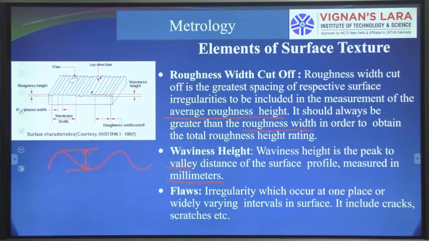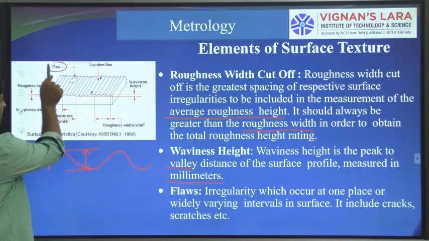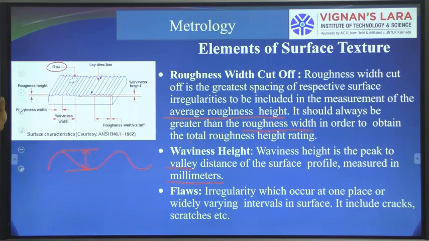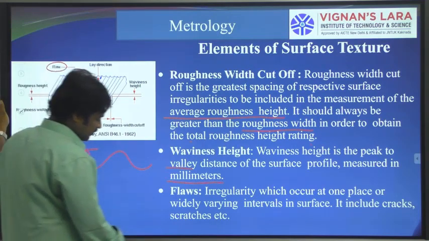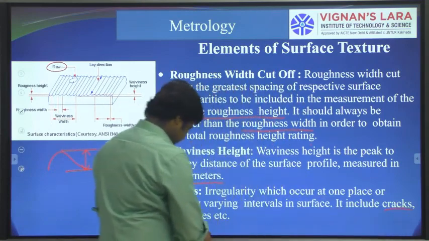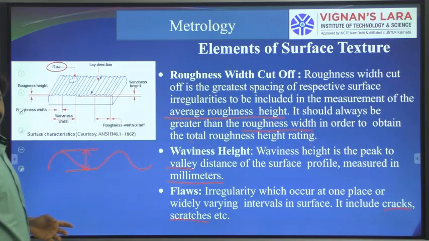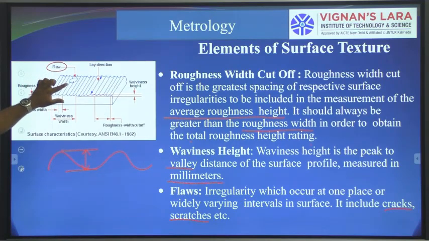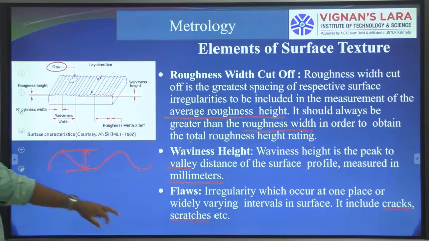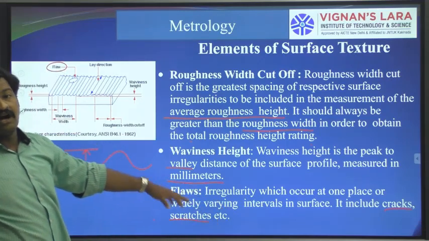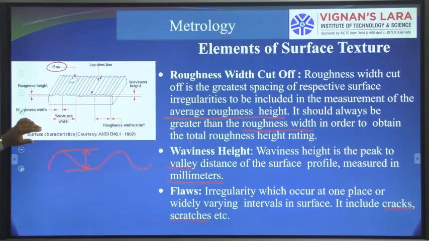Next one is called flaw. On the surface of the component we can observe those flaws. Flaws are irregularities which occur at one place or at widely varying intervals in the surface. That includes cracks, scratches, voids, etc. So on the surface of the component, if we identify a gap that is obtained due to scratches, cracks, or voids during the manufacturing process, those all come under flaws.